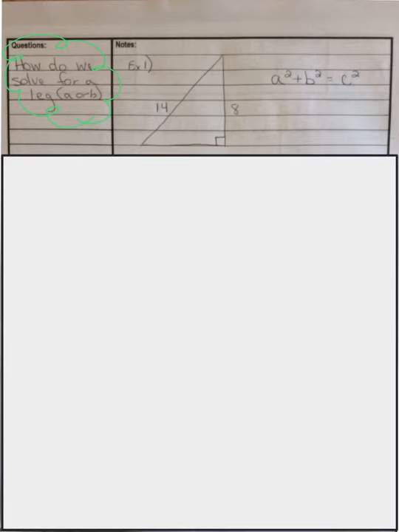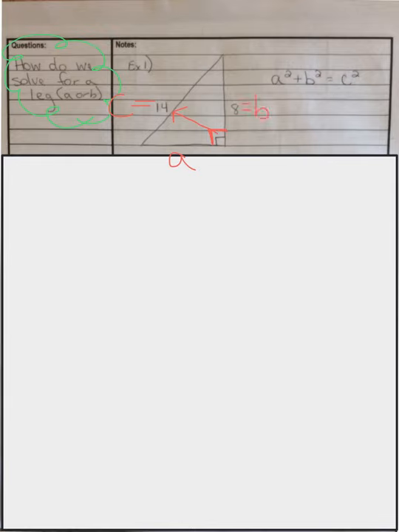Well, remember, find that 90-degree angle. And right across from that 90-degree angle will always be your C. Literally draw the arrow to the C every single time. So we know that C is 14. So are we solving for A or B? It doesn't matter. You pick. Okay, I'm just going to pick A. So this is going to be A. 8 is going to be B.